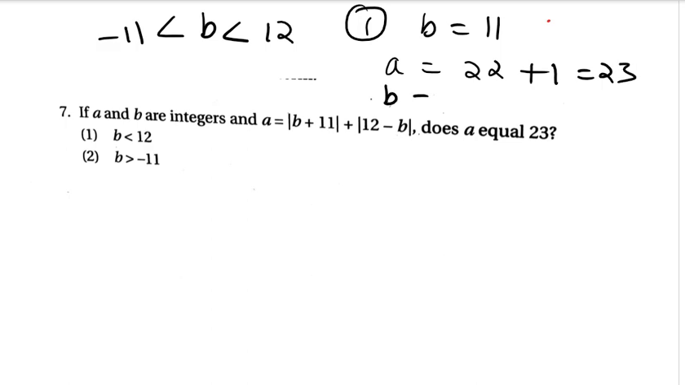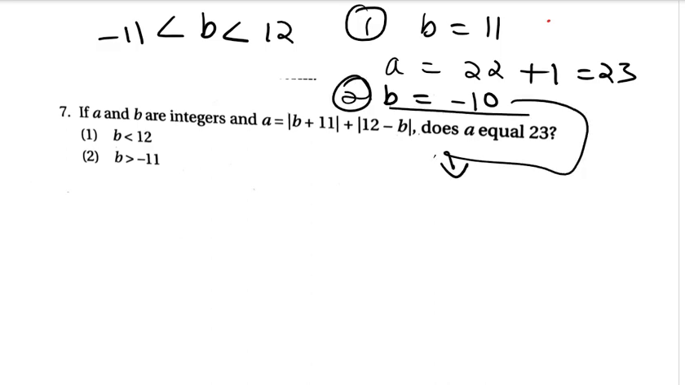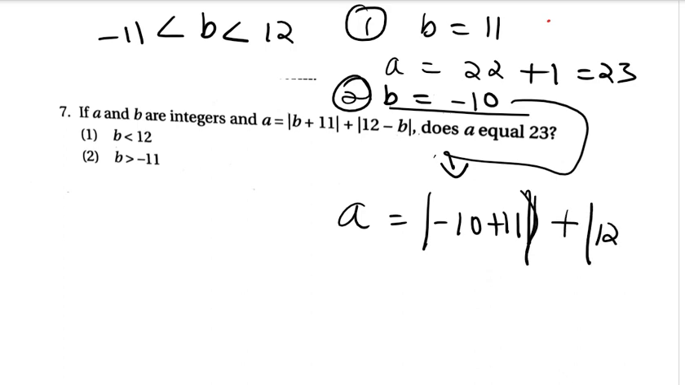What if I take b equal to minus 10? Then what do I get? In the second case, I'm taking b equal to minus 10. Then I get a equal to minus 10 plus 23, and then b plus 12 plus 10. So that is 1 plus 22, that is 23.